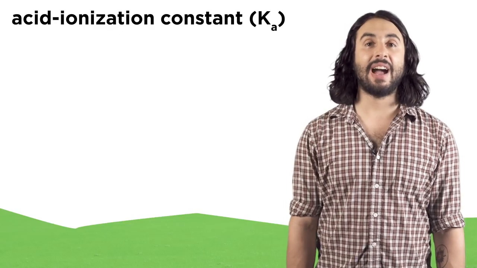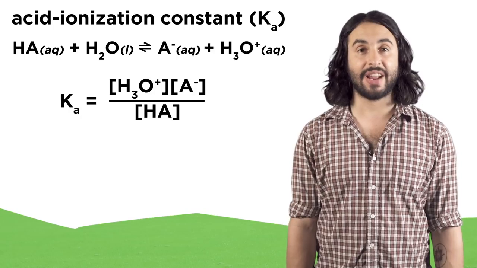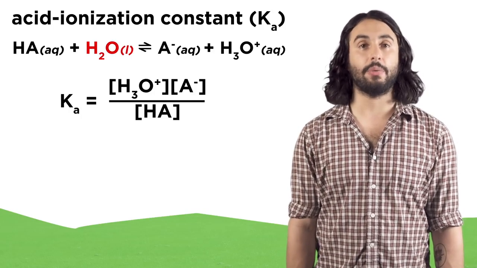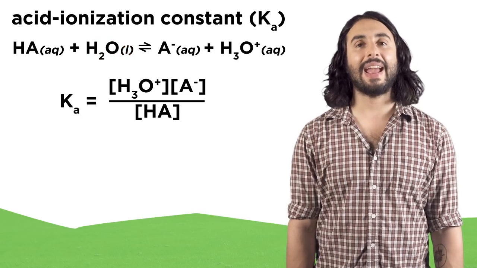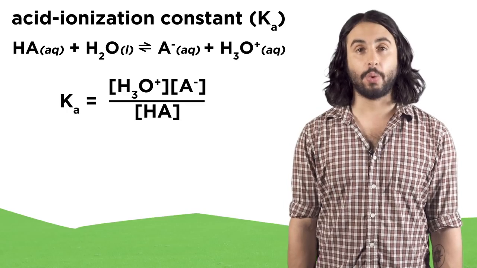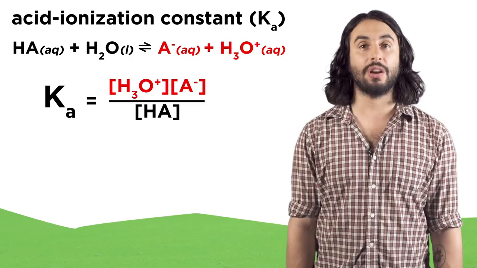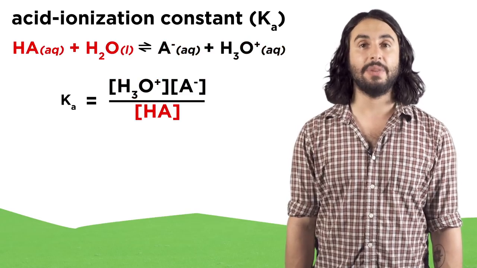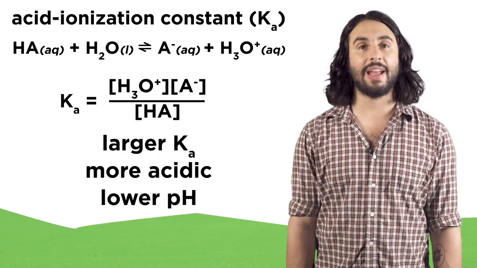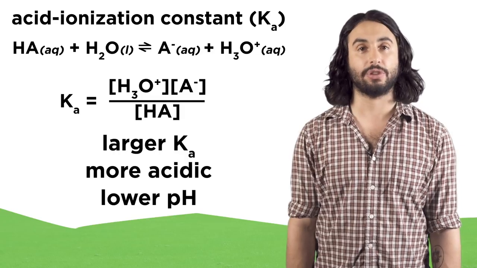Ka is the acid ionization constant. This is derived just like we got Kc for generic chemical equilibria. Note that we don't include water as it's a pure liquid. In this way, Ka is a measure of how thoroughly an acid-base reaction proceeds in the forward direction. A larger Ka means more products and a stronger acid. A smaller Ka means more reactants and a weaker acid. So an acid with a larger Ka will be more acidic and therefore associated with a lower pH.